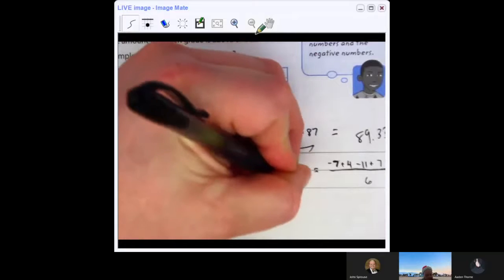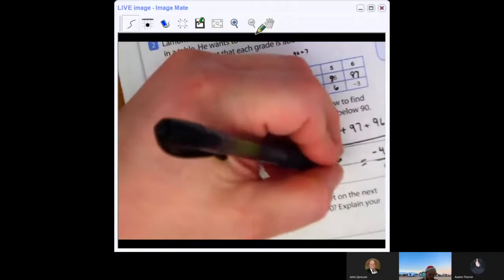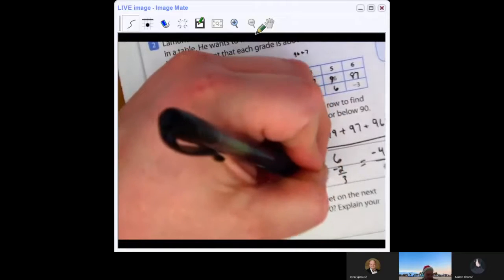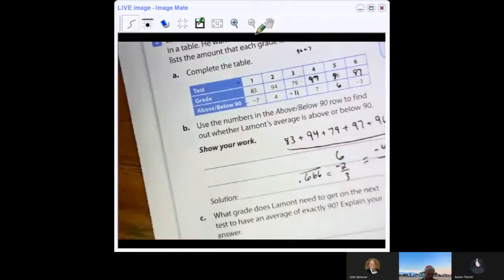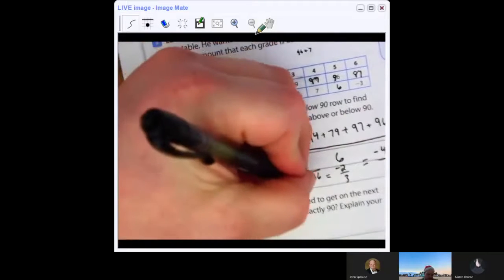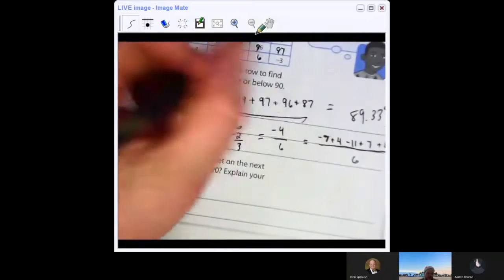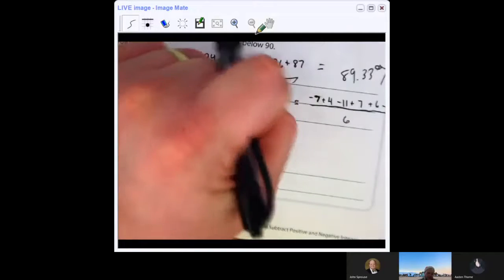So negative 4 divided by 6 is also equal to negative 2/3, which is equal to 0.66666 repeating, which is basically how far away he was from getting a perfect score of 90 that he wanted.